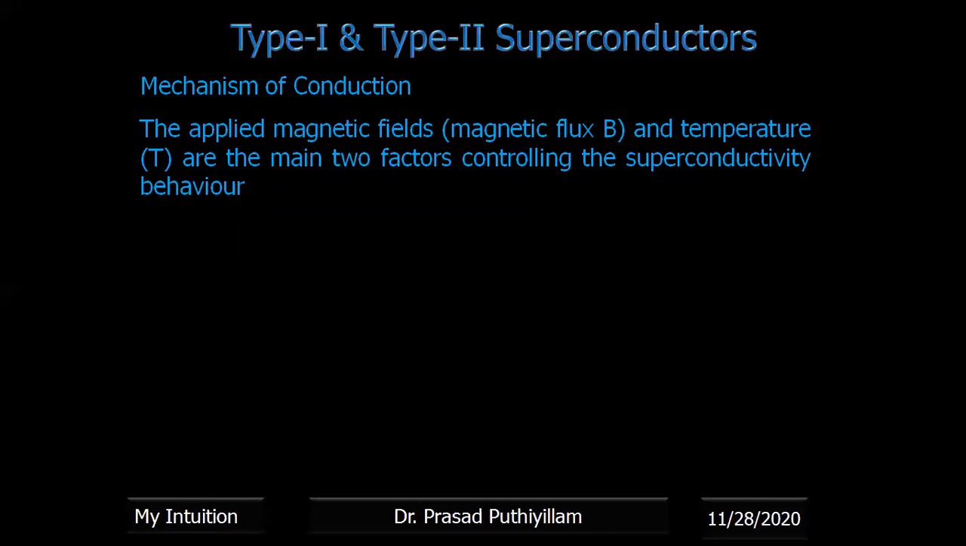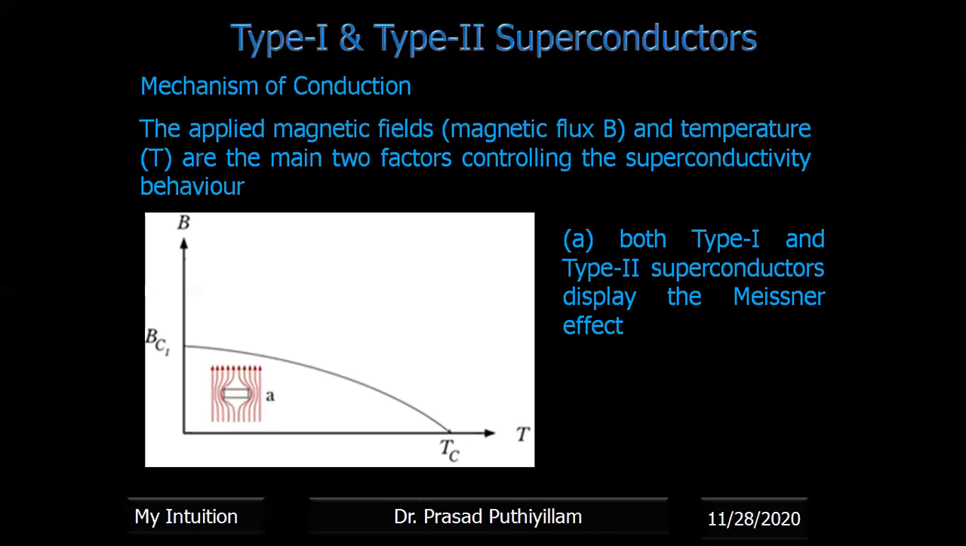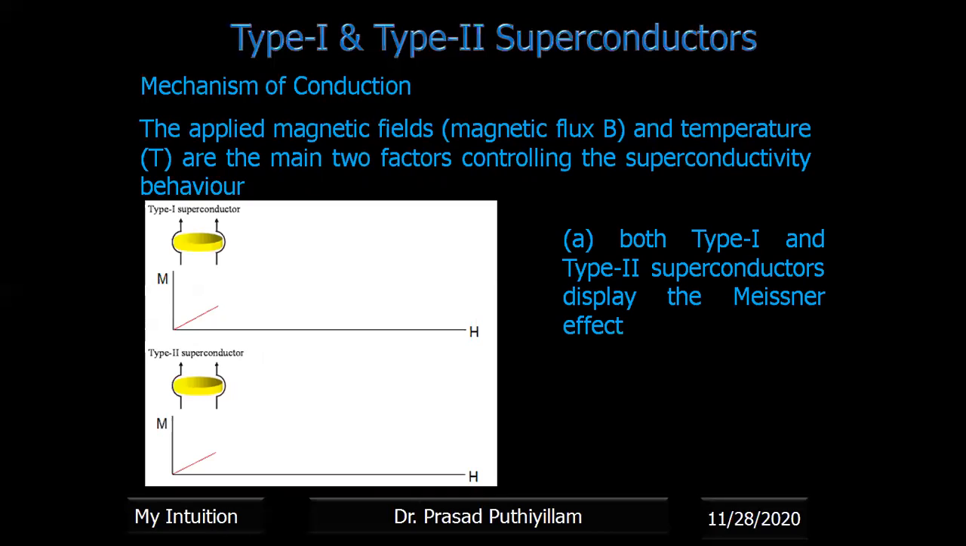Mechanism of conduction: in the case of type 1 and type 2, the applied magnetic field, or magnetic flux B, and the temperature T are the main two factors controlling the superconductivity behavior. If you plot B versus T, Bc1 is the region, or we say region A, where both type 1 and type 2 superconductors display the Meissner effect. If you represent it with the M-H diagram, both type 1 and type 2 superconductors follow the Meissner effect.